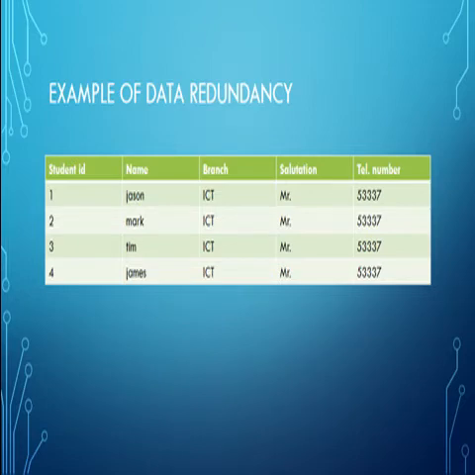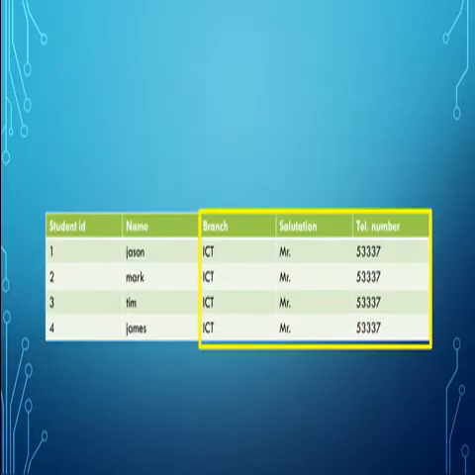So here we have a simple student table to store student information in a college. We have student ID, name, branch, salutation, and telephone number. Now, in this case, the branch, salutation, and telephone number are the same for all the entries that we make. Whenever a new student entry is created, this entire information is repeated, and this is called redundancy.